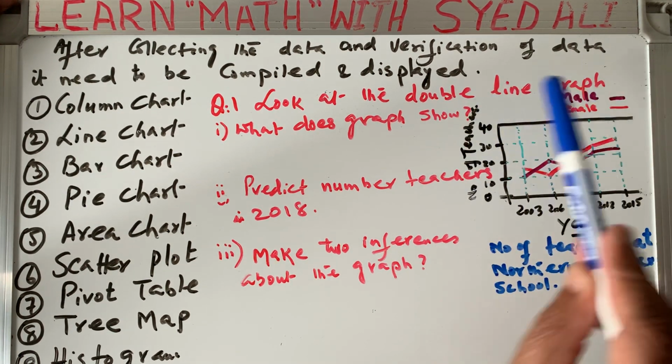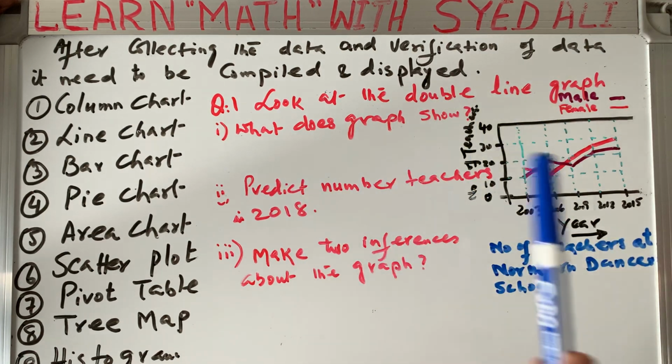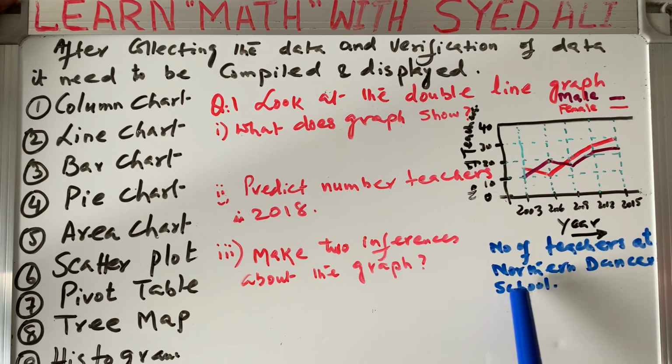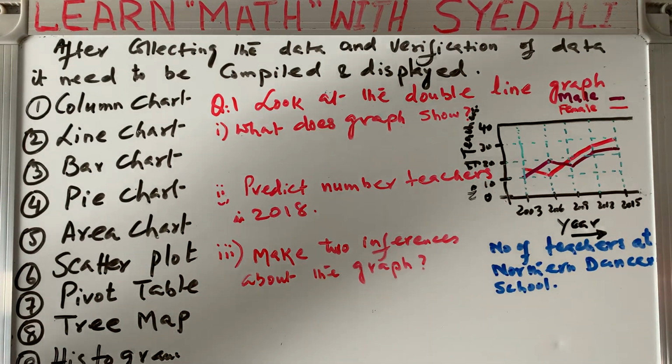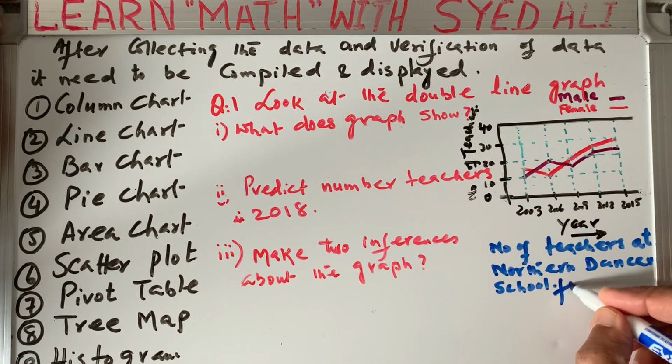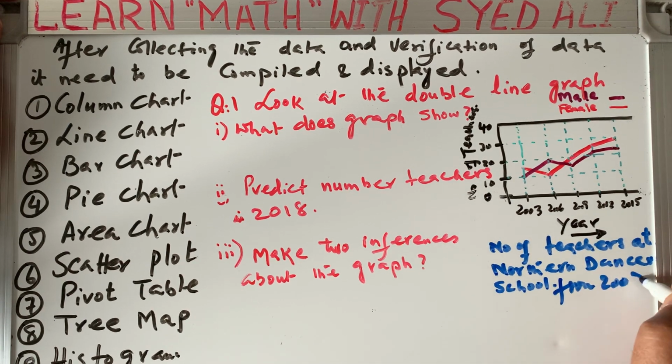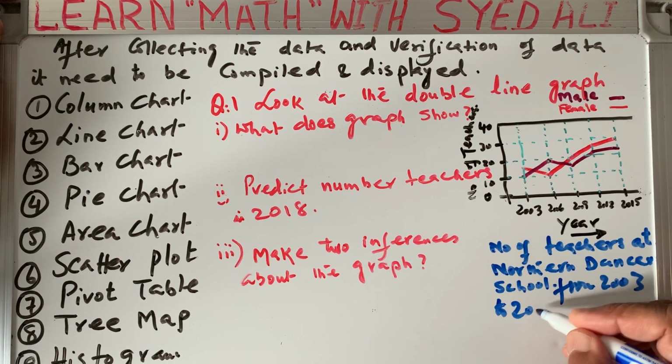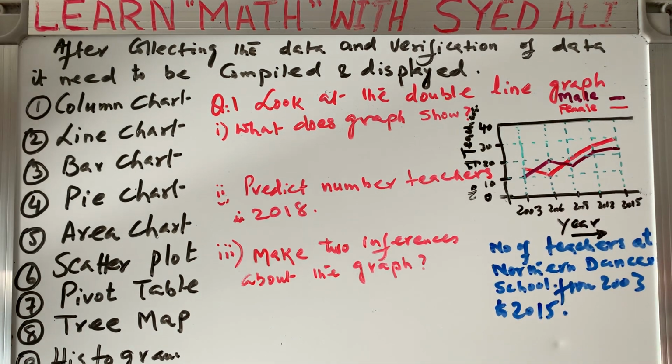Look at the double line graph. It is for the number of teachers at Northern Dancer School from 2003 to 2015. So this is my data, and I have displayed it on a double line graph. The red line is female teachers and the purple line is male teachers.